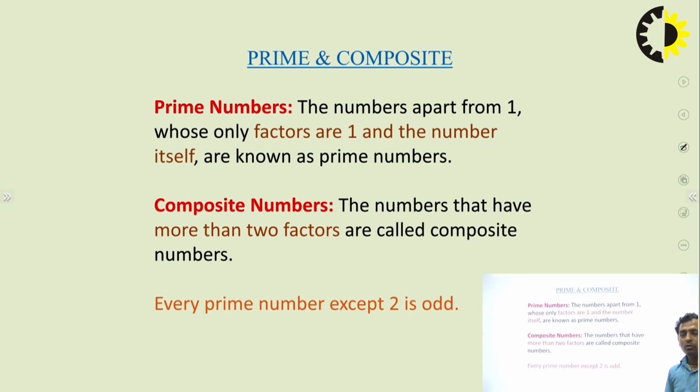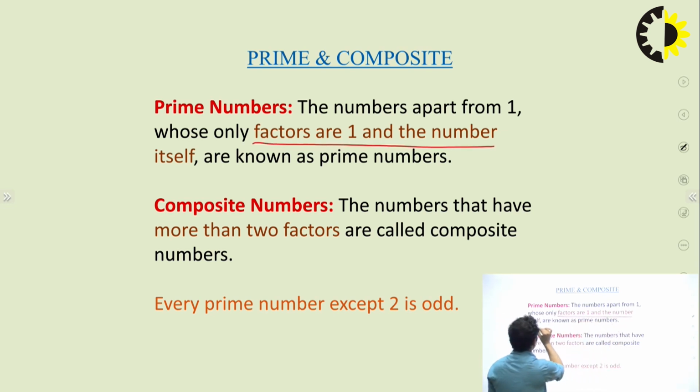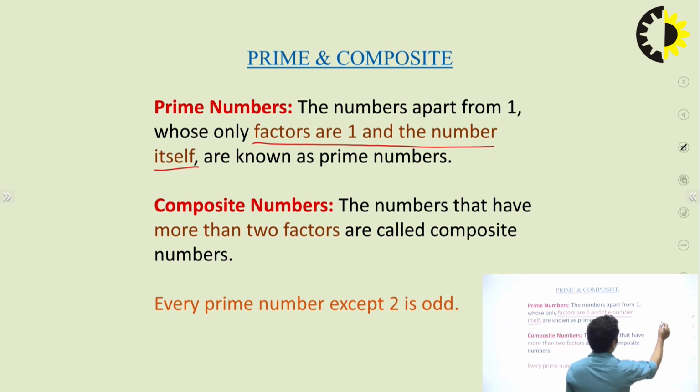First, let us know what prime numbers and composite numbers are. As we know, prime numbers are greater than 1, and if the factors of a number are 1 and itself, then they are prime numbers. So these are the properties of a prime number. For example, 5 is greater than 1 and the factors of 5 are 1 and 5 itself only. So 5 is a prime number.